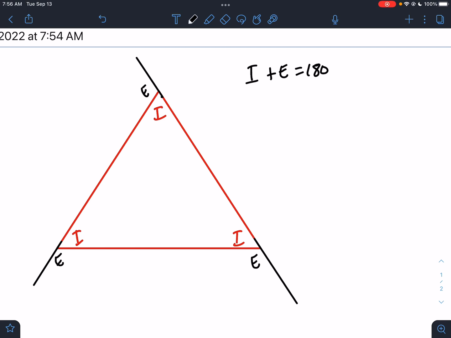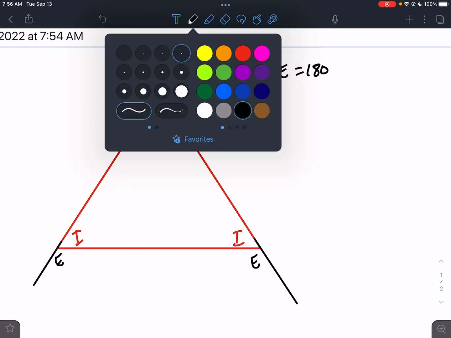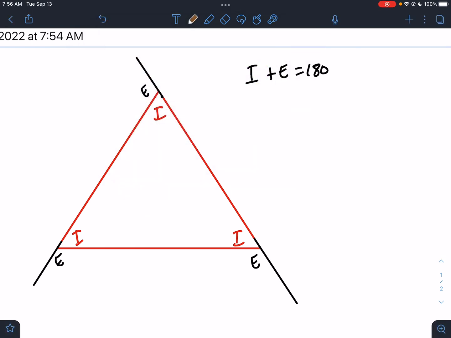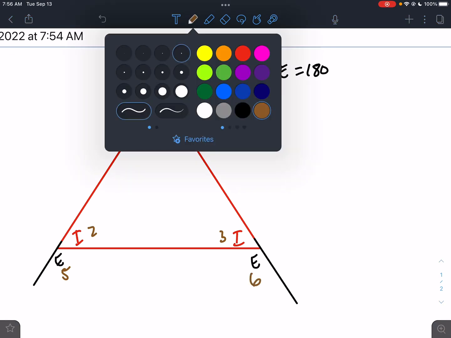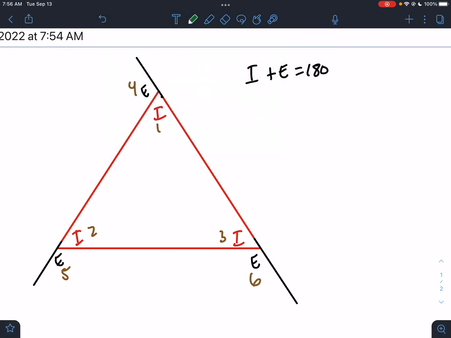Okay, so what is a remote interior angle? Well, I'm going to number these angles off. I'm going to call this angle 1, 2, and 3. I'm going to call the outside ones 4, 5, and 6. And what does remote mean? Remote means isolated or far away. So if I choose any of the exterior angles, let's say I choose angle 4 here, the remote interior angles would be angles 2 and 3.